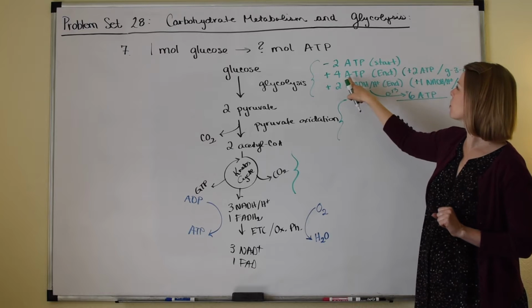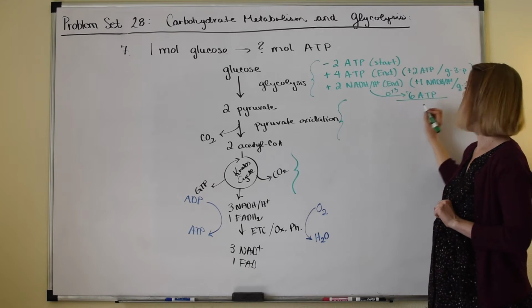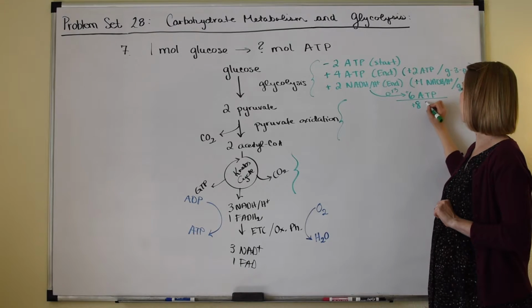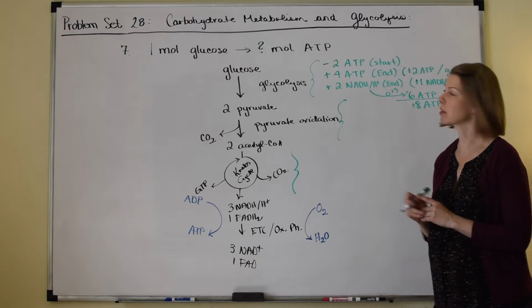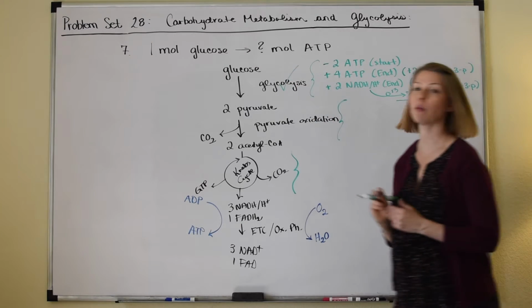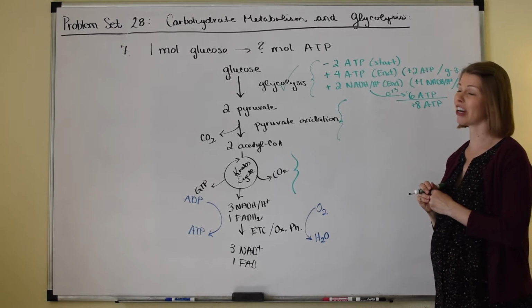We've got 6 plus 4, that's 10, but don't forget to minus the 2. So we've got 8 ATP from glycolysis. Okay, so I'm going to check this off. We did that one. Going to keep track of where we are. It's a lot of work.